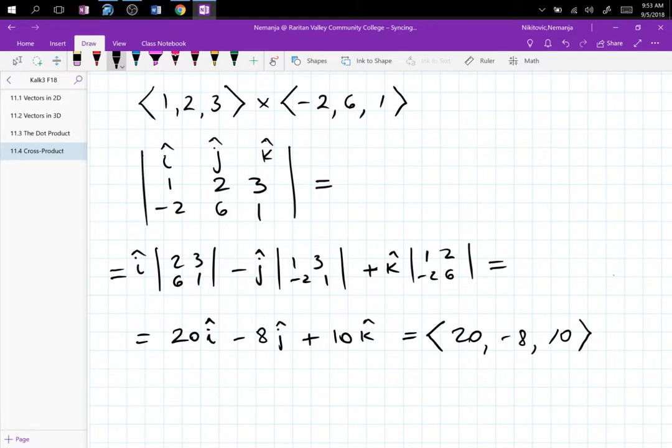Why do you add, like you get 20i? I thought it was like 2 times 1 minus 6 times 3. So it should be like 18 minus 2 is 16. 2 minus 18 is negative 16. Right? Yeah, negative 16, clearly. It's obviously negative 16.